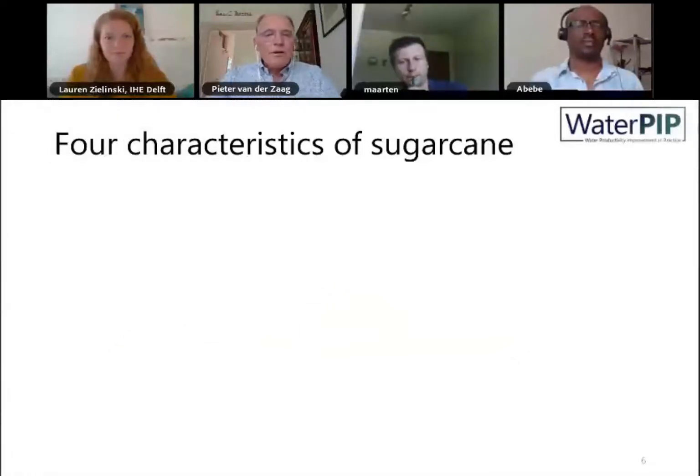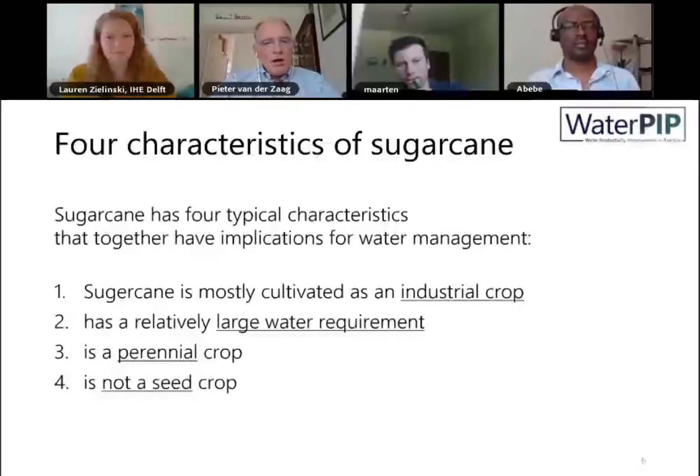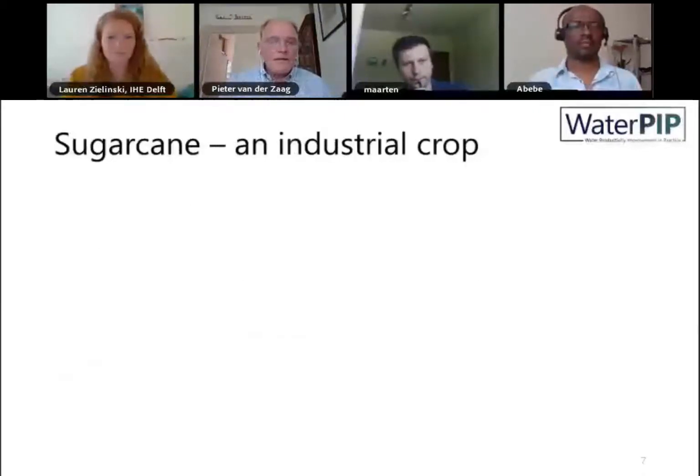Now I turn to four characteristics of sugarcane that are important for water management. Most of the sugarcane is cultivated as an industrial crop, and I'll come back to the implications. We all know that sugarcane is relatively a large, water-thirsty crop. It is, of course, a perennial crop, and it is not a seed crop, and that is relevant.